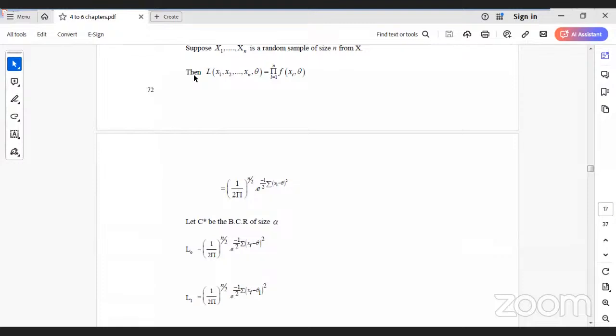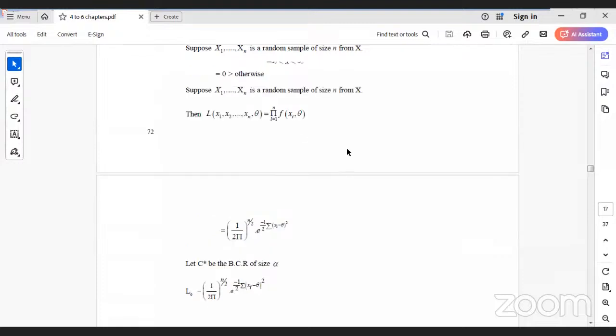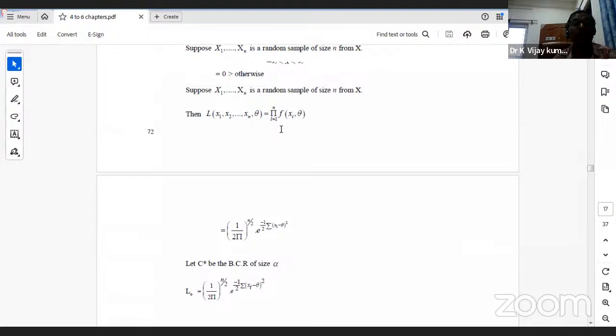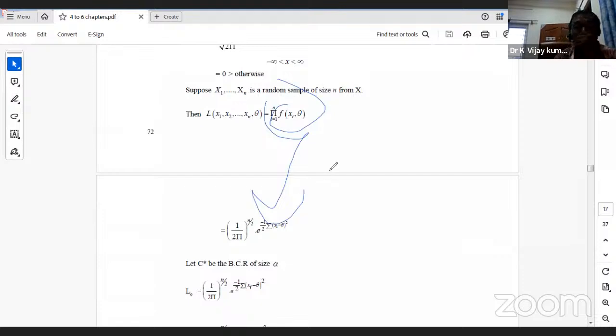So 1 by 2 pi whole power n by 2, e power minus 1 by 2. And this is a simplification of this one we are taking here. F of xi, theta. So therefore 1 by 2 pi whole power n by 2. This condition is simplifying here: e power minus 1 by 2 of summation (xi minus theta) whole square, and the x1, x2, ..., xn, theta, all over. If we simplify, we can write it in this way.